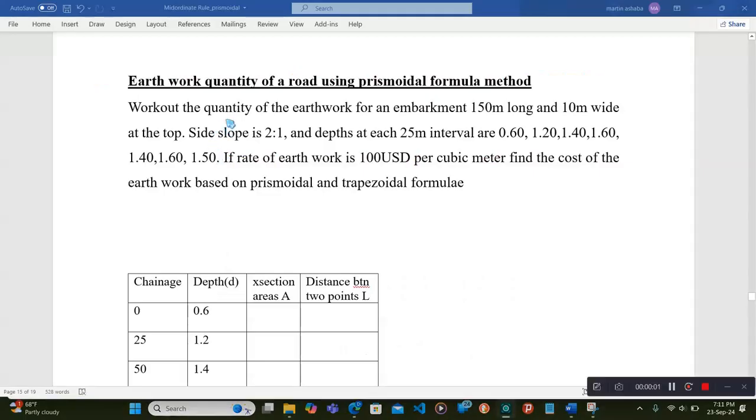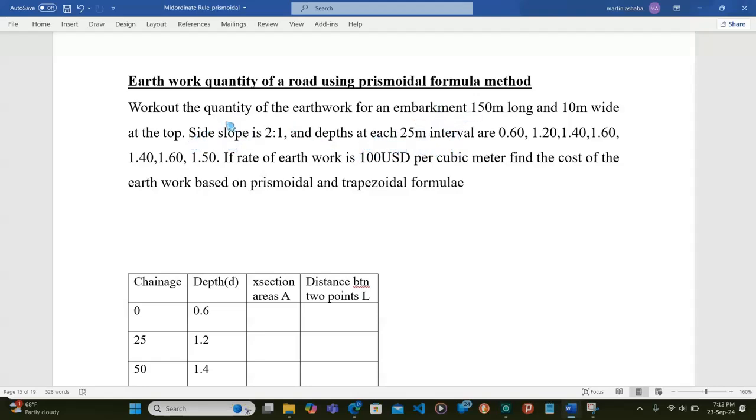Hello members, in this video we are going to be looking at how we can use the Prismoidal formula method to determine the quantity of earthwork that can be required on an embankment or on excavation of drainage channels. So in here, we are looking at an embankment.